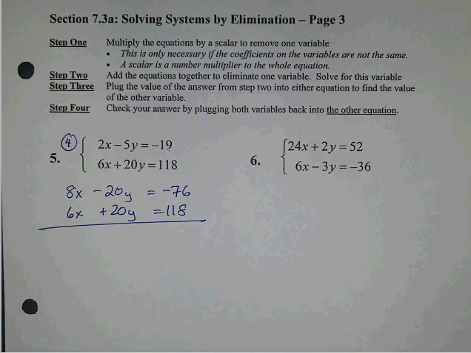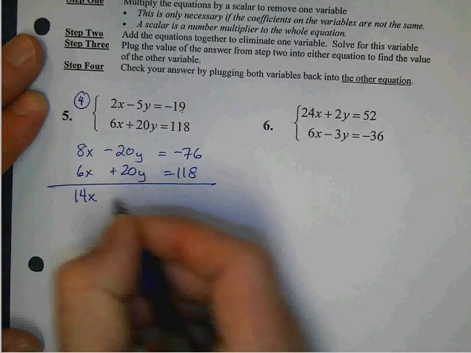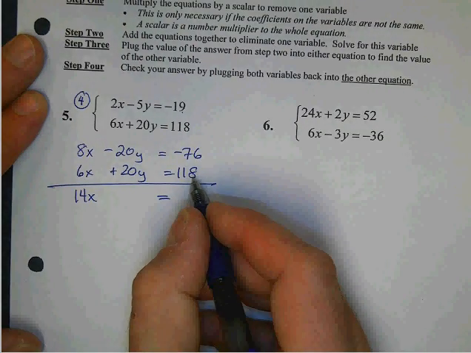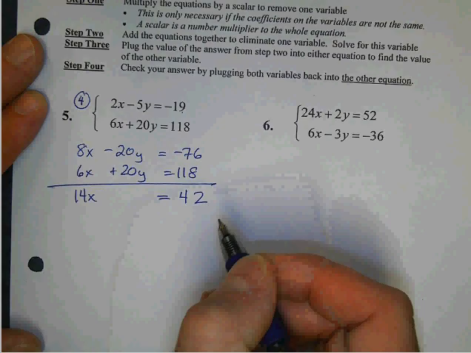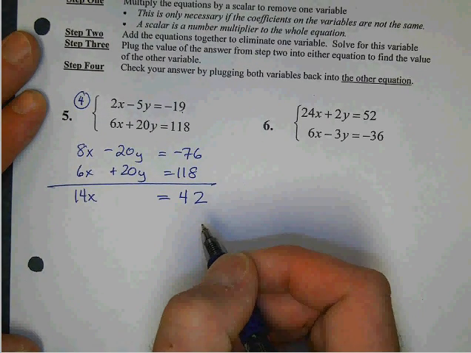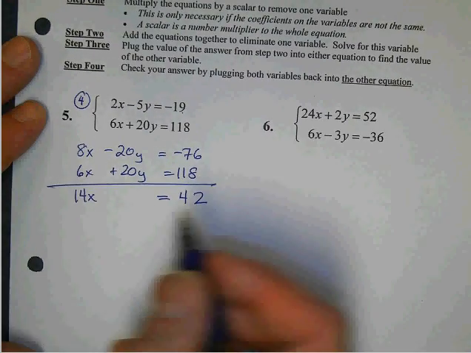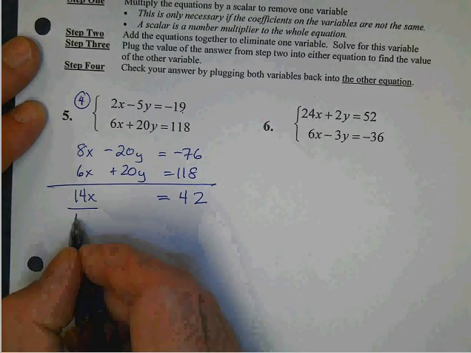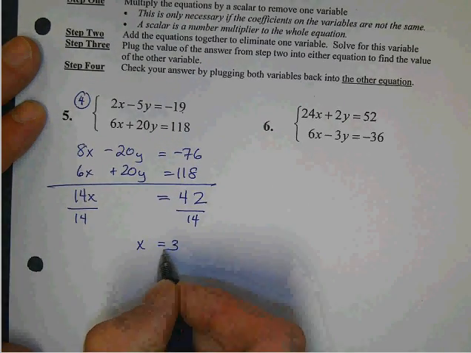Can you add these up for me? Yeah, 8 plus 6 is 14x. And then that would equal... 8 minus 6 is a 2. I think 42. Can someone check me? Yeah, 118 minus 76 is 42. All right. Thank you. Divide 42 by 14. X equals 3.